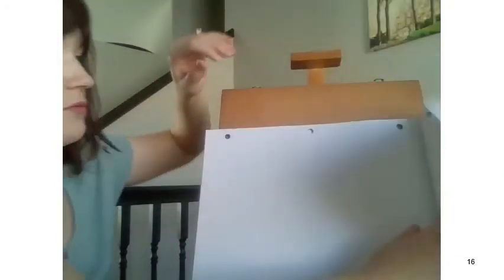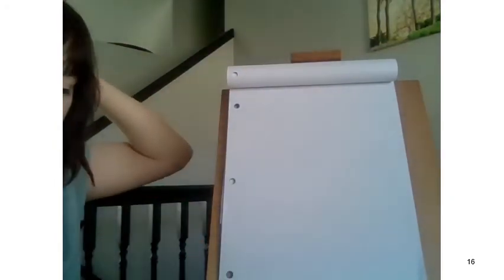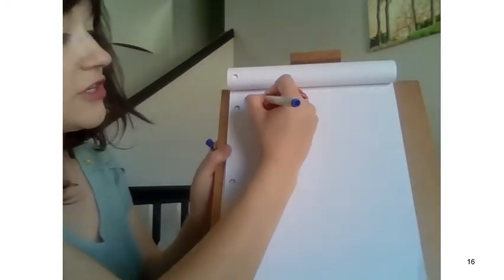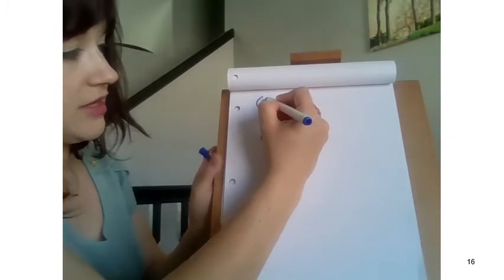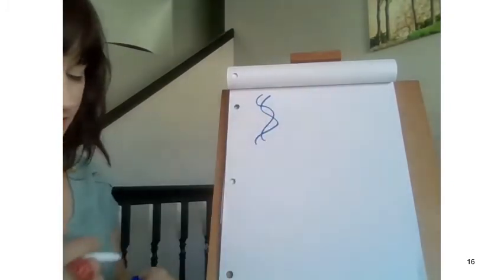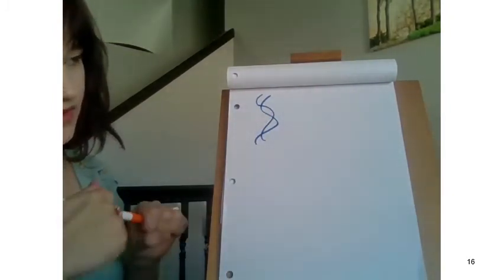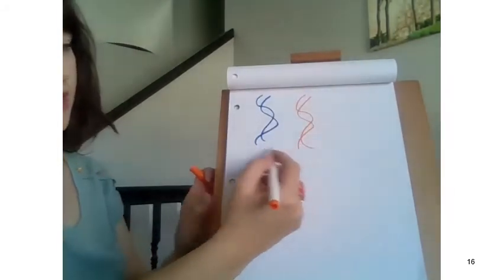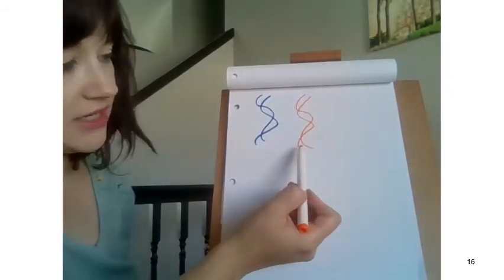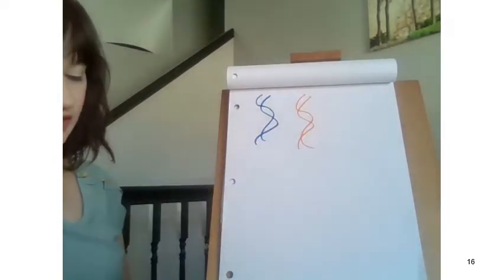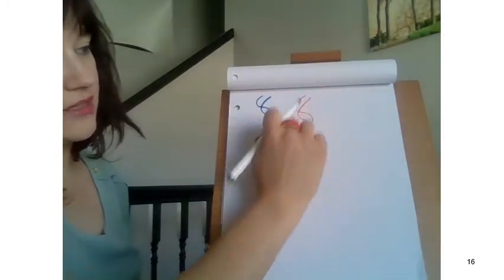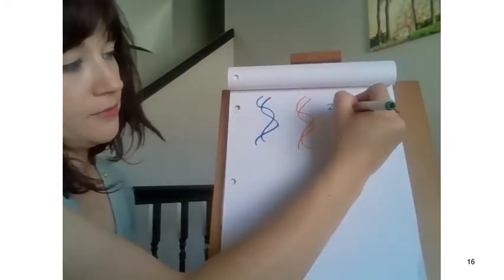So let's talk about what possible results we could see. Right? So if you have DNA in which our conservative model, right? At this point, if you have all new DNA together and all old DNA together, what you're going to see is a light band and a heavy band.